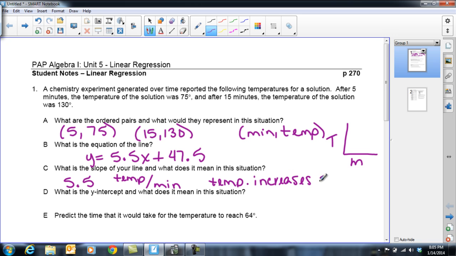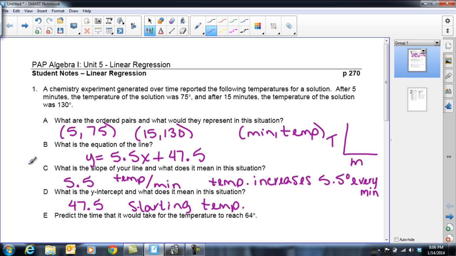Temperature increases 5.5 degrees every minute. That's what that tells me. So now what is the y-intercept and what does it mean? Well, my y-intercept is the b, or the 47.5. And if you'll remember when we talked about this way before, y-intercept is always a starting point of some case. And since y is temperature, then this was the starting temperature. So at the beginning of the experiment, the solution was 47.5 degrees.